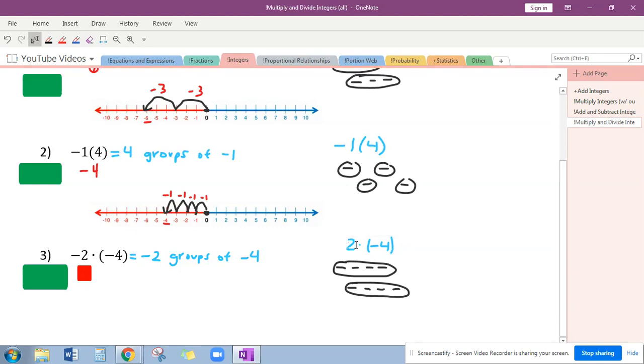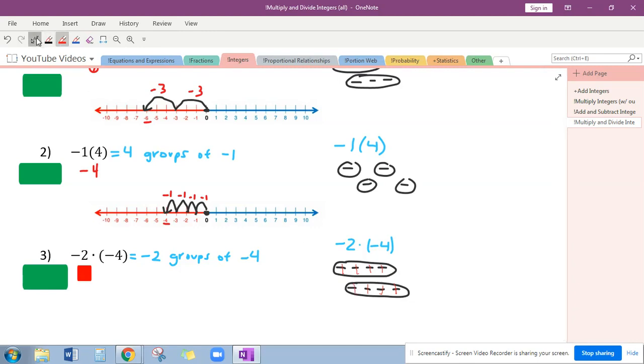So I have two groups of negative 4. So I have 4 negatives and then 4 negatives. But when I think about that negative, it's like saying I want the opposite of the two groups. And so the opposite of negative would be positive. So I'm going to make all these positive. And so then my answer would end up being positive 8 instead of negative 8.